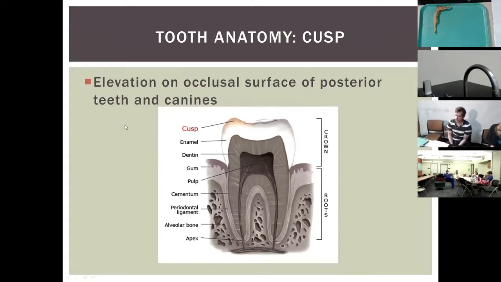Another term we want to talk about is the cusp. Certain teeth have cusps on them, and all a cusp is, is an elevation or a point on the occlusal surface of certain teeth. So remember, the occlusal surface is that top part. Certain teeth, like the canines, the molars, and the premolars, all have these cusps. And that's how you differentiate some teeth from other teeth, by how many cusps they have.